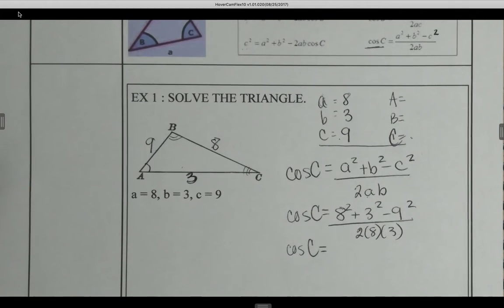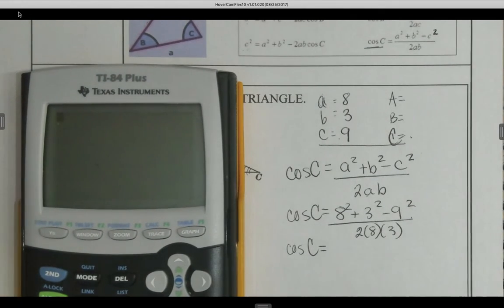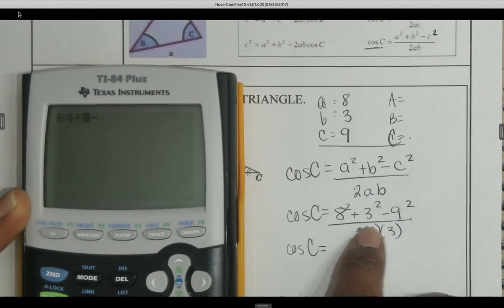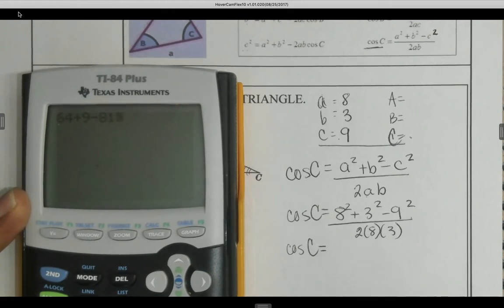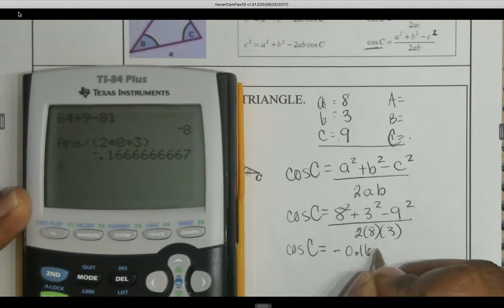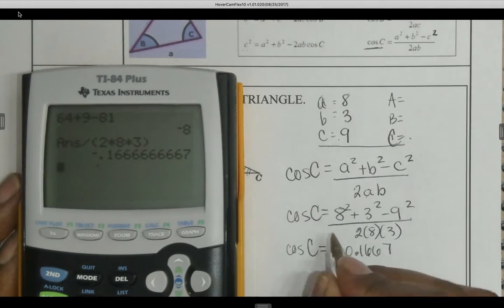Cosine of angle C. Okay, so when I plug that in the calculator, I get 8 squared plus 3 squared, so 64 plus 9. And then minus 9 squared, which is 81. I'm going to divide all of that by 2 times 8 times 3. I end up with negative 0.61667. Okay? So I have to make sure that I know that this is cosine of my angle.